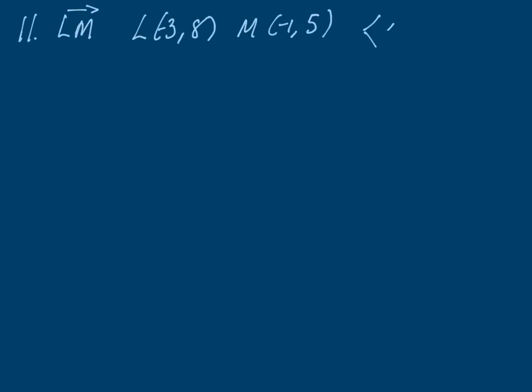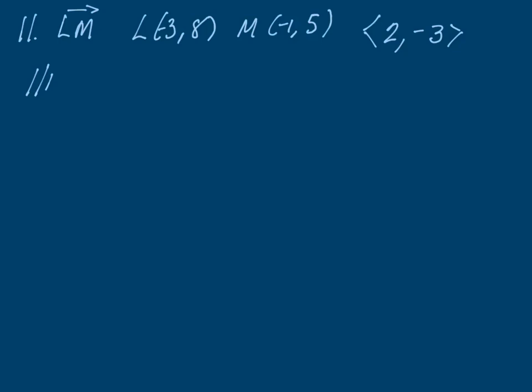All right, let's see. 11 is LM. Okay, they don't give us component form, where L is -3, 8 and M is -1, 5. At least you get good at some of this other stuff. So component form would be -1 minus -3, which is -1 plus 3, which is 2. And 5 minus 8 is -3. So I get component form of 2, -3.